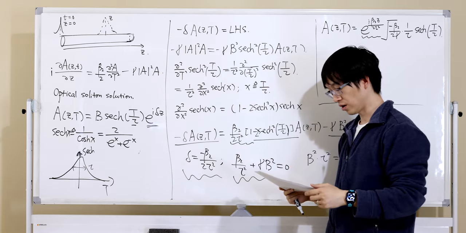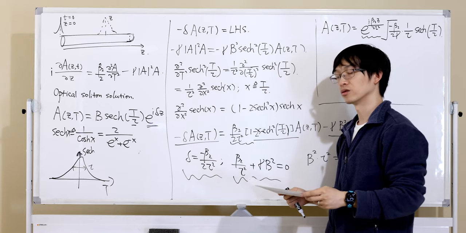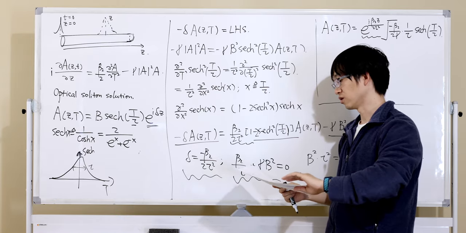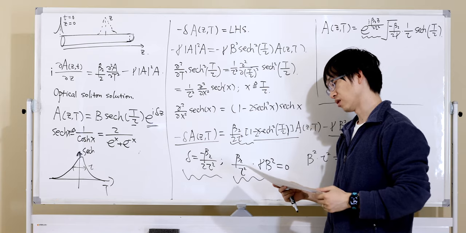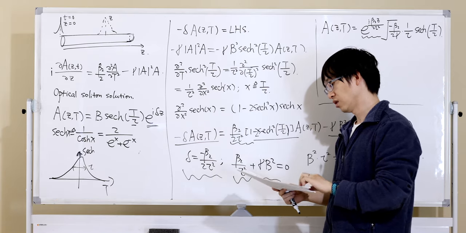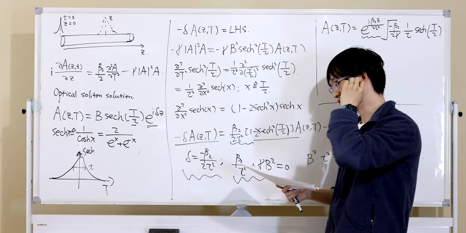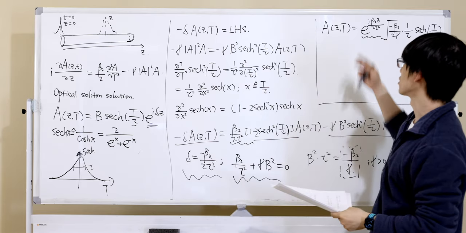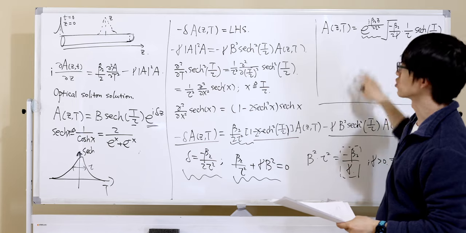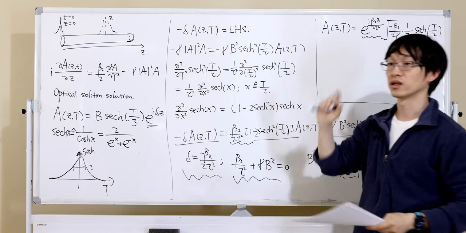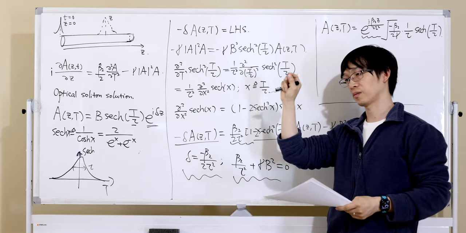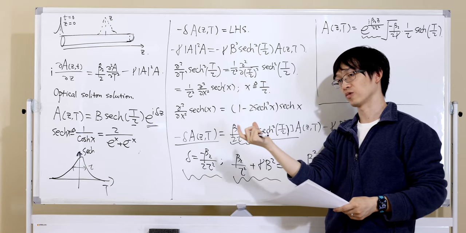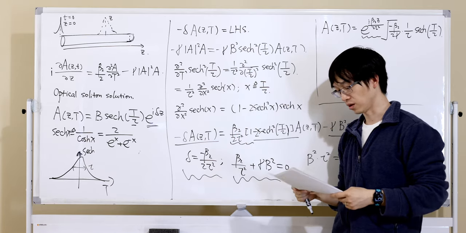If you're interested, you can look at the notes, or you can watch the video from last year. The main discussion is what really happens in a real system, for example, if there's loss. Surprisingly, the soliton still maintains a soliton waveform, but the peak power will drop, and the pulse width will broaden a little bit.